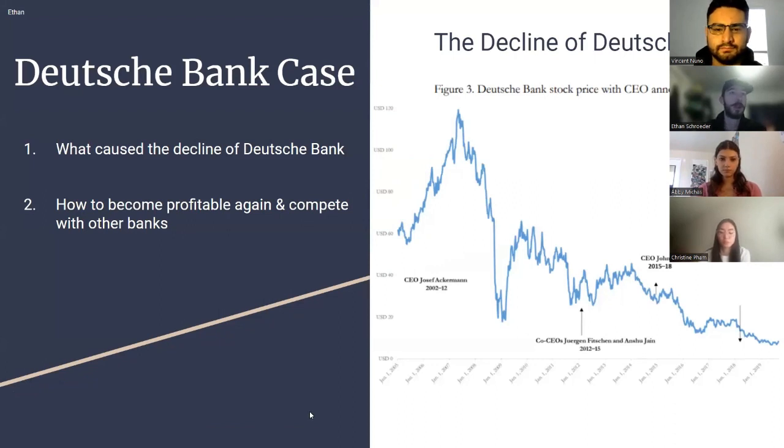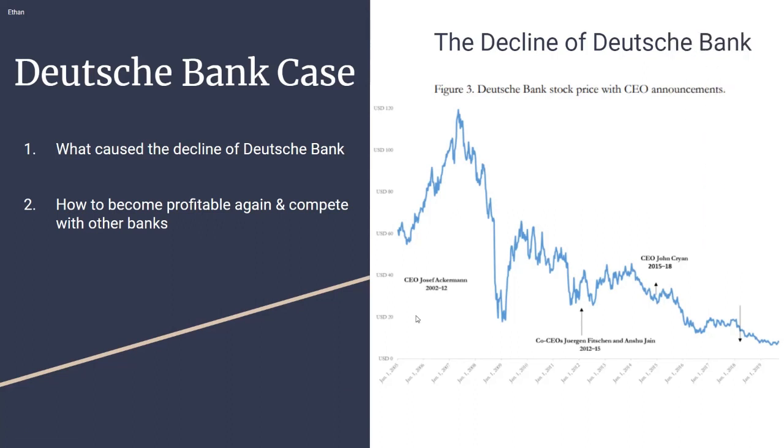Jumping right in with our Deutsche Bank case analysis, we boil down our case into two main parts. The first being what caused the decline of Deutsche Bank, and the second being how to become profitable again and compete with other banks. Looking at the graph on the right, we have the decline of Deutsche Bank stock from 2005 to 2019. As you can see, they were growing rapidly up until the global financial crisis, and this crippled them. And even through some ups and downs with quite a few CEOs, they have never really been able to recover. So let's jump right into the next one to see what else caused this.